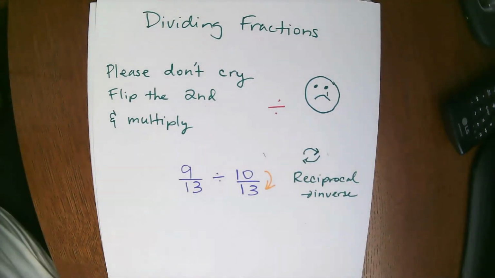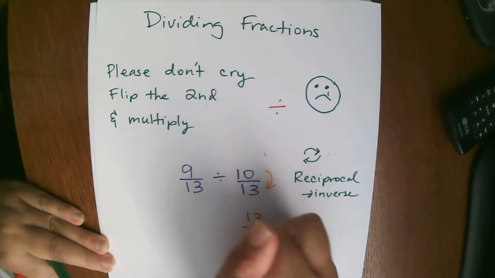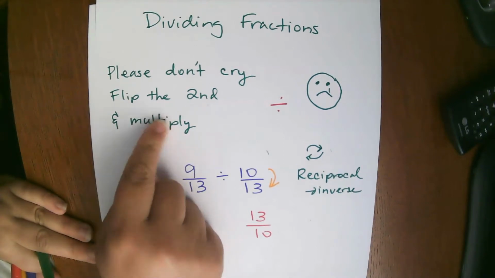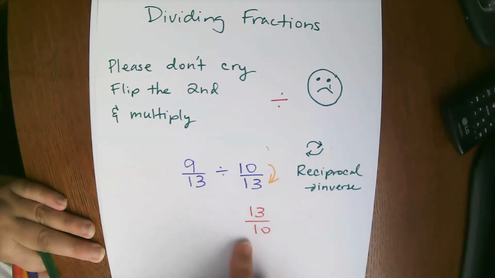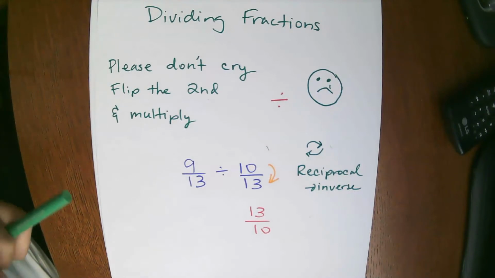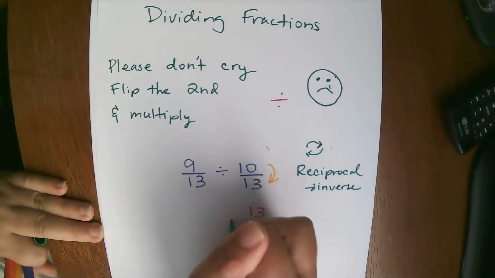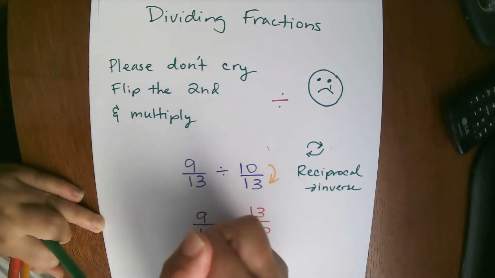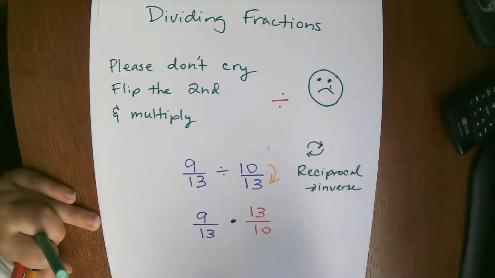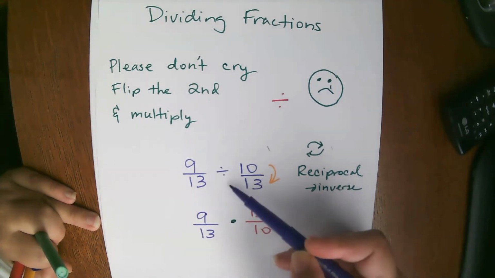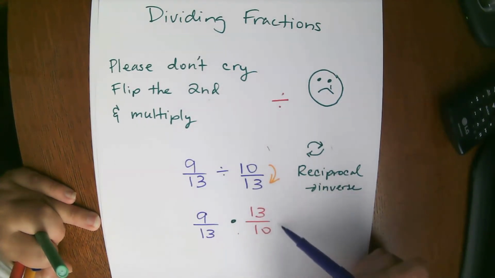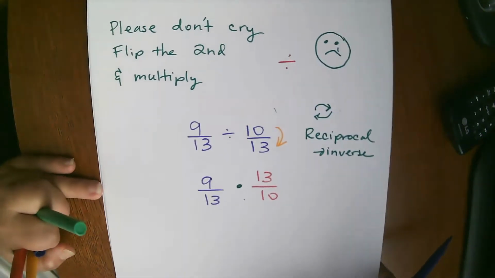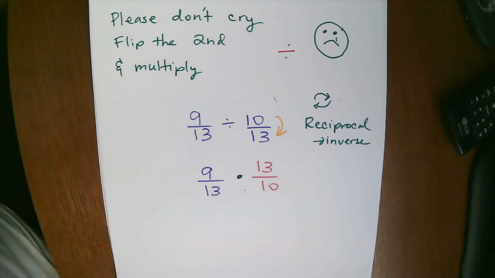That's our reciprocal. So let's whoosh it here. 10 over 13, we're going to flip it. And it's going to become 13 over 10. Okay? Next it says multiply. So once you found the reciprocal of the second fraction, this now becomes a multiplication problem. It's no longer division. Okay? So 9/13 stays the same. The division becomes a multiplication, and you have found the reciprocal of the second fraction, which is 13 over 10.